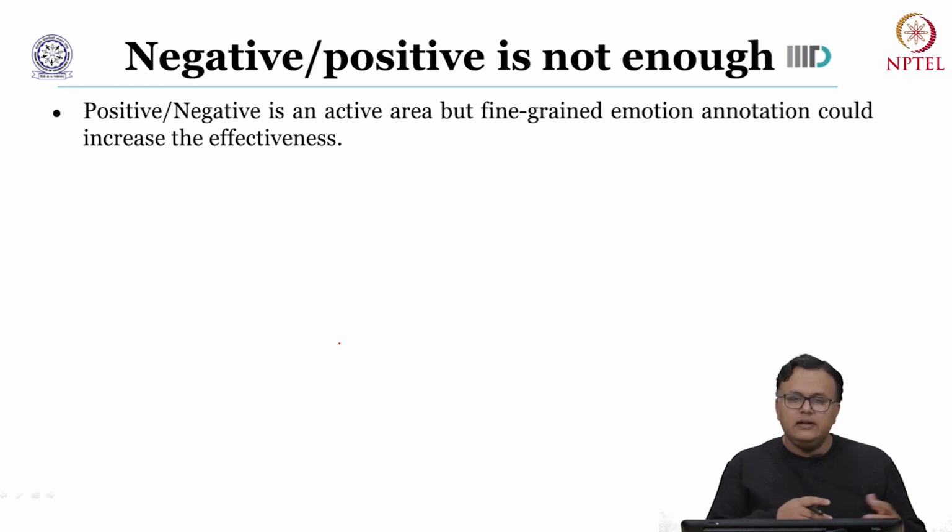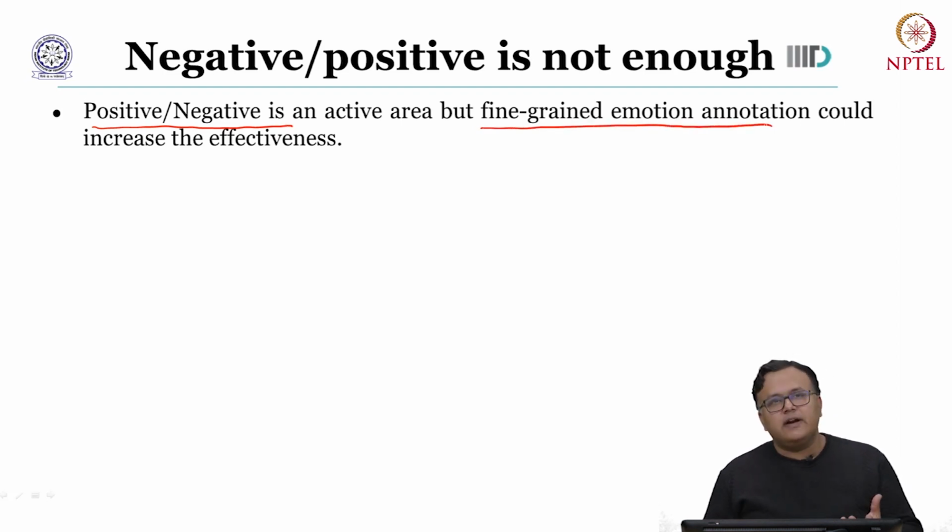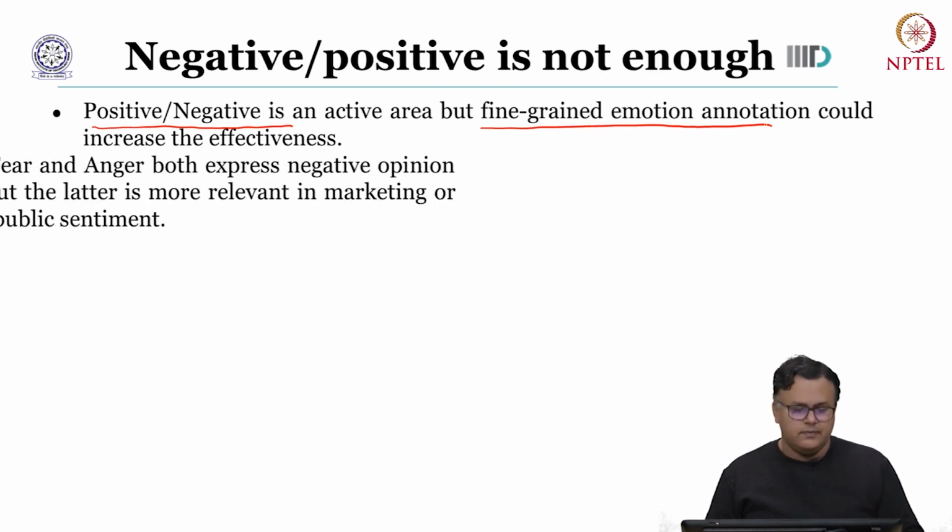We see that in the works looking at text modality for emotion, positive and negative is very commonly used, but fine-grained emotion annotation, even though it is more effective, is less used in the works. Of course, there are the very obvious reasons, right? Data annotations and so forth.